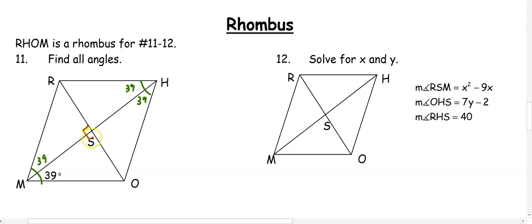Remember that diagonals are also perpendicular. So we know that there are always forming right angles in the center. To find the missing angles, we know that the angles by R and O have to be congruent to each other. So if we take one of these triangles, we know that the measure in a triangle is 180 degrees. So we can do 180 minus 90 minus 39, and we get 51 degrees. So all of the remaining angles are 51 degrees.